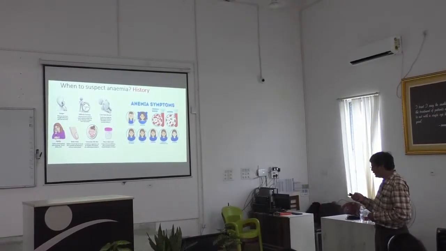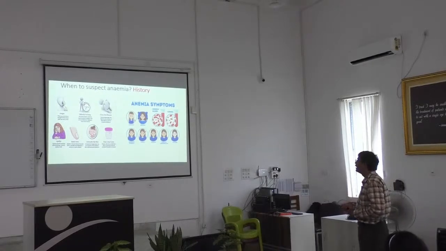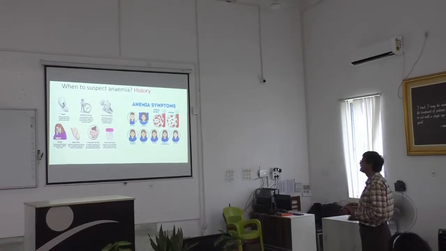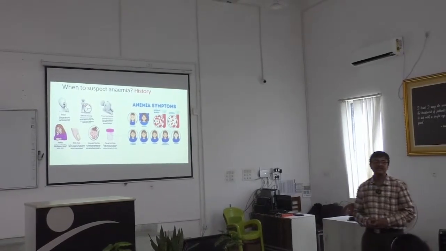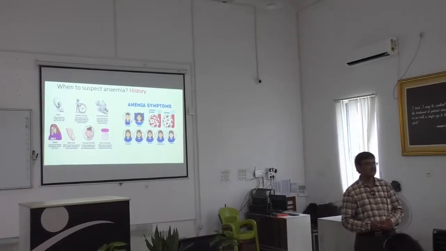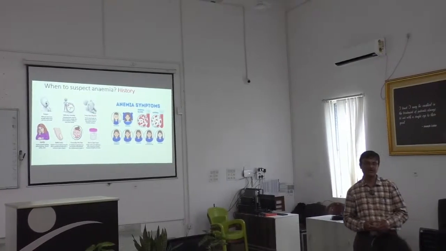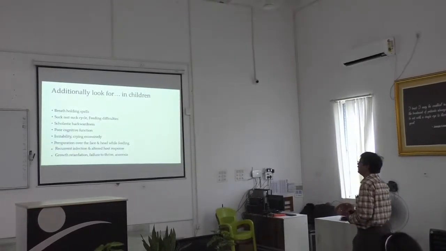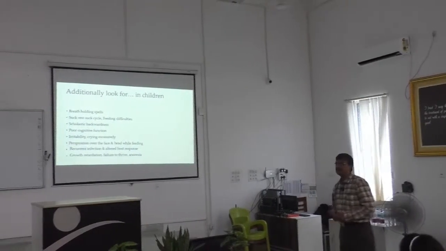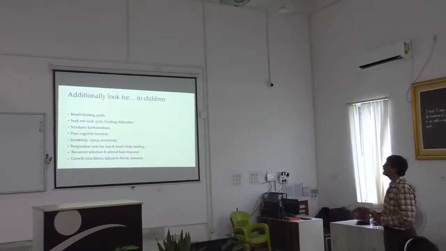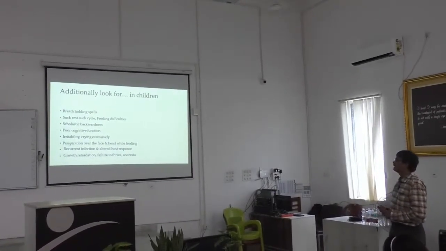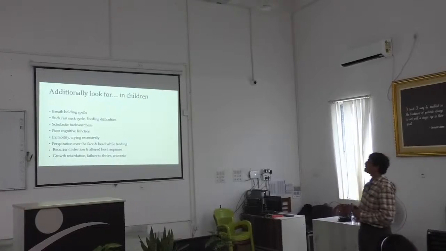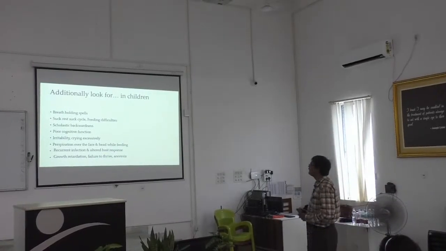But this koilonychia, brittle nail, most of the time it is a sign, sometimes it is a symptom if the parents complain of it. Additionally there may be some other features also, like breath holding spell. What is suck-rest-suck cycle, feeding difficulty?